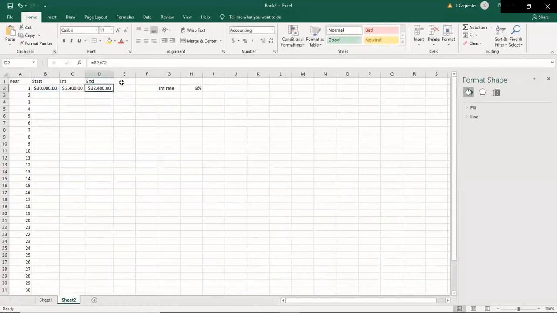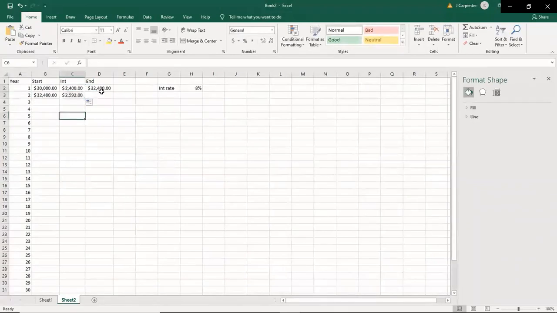All right, that's pretty sweet. The first year we got $2,400 for free, and that means that overall we now have $32,400. I cannot just highlight and fill at this point. We have to link the start of year 2 to the end of year 1. Really easy to do. We've talked about it many times now. Now we can drag the interest formula down, look for any weirdness.